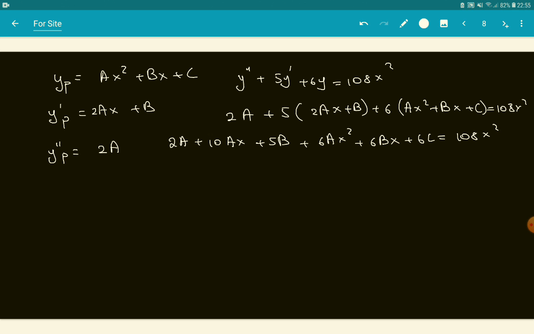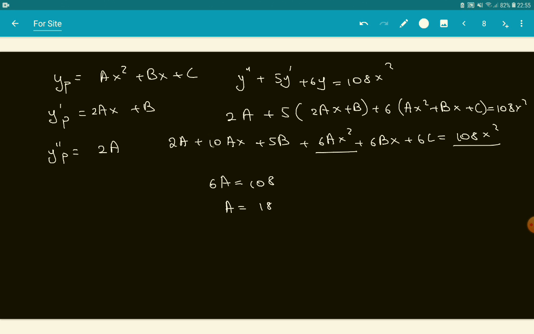So first of all, I need to look at x squared. As you can see, there is only one. It means that 6a is equal to 108. So a is 18 from here.